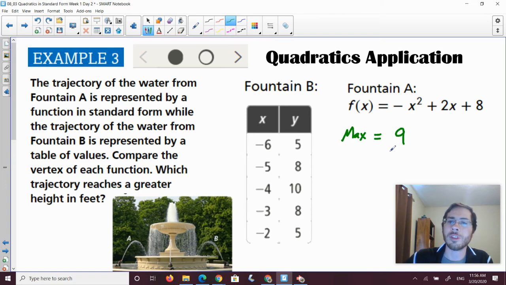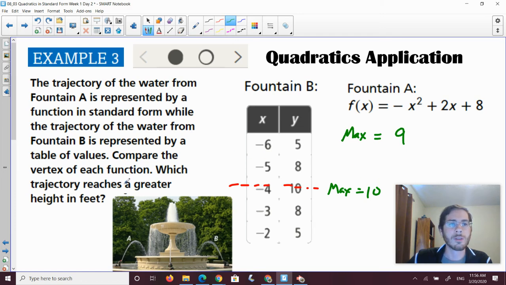So the maximum was at 9. So our job is to find out if fountain B ever gets up to 9. Since we said that everything was symmetric, and it looks like we got the same numbers on both sides of 10, this looks like my axis of symmetry. Since that's my axis of symmetry, that's where the vertex is. Since that's where the vertex is, that's how we know that the max here is 10.